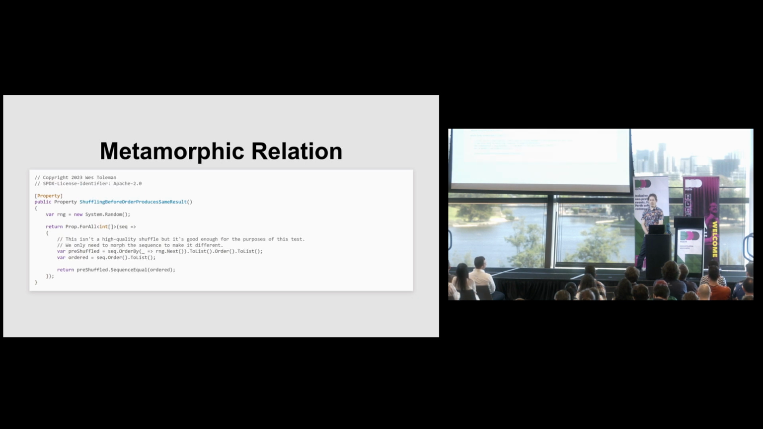Metamorphic relation. Metamorphic relations are changes to input that don't cause a change in output. We apply a transformation to the input before we feed it into a function and still get the same result as the unmorphed version.